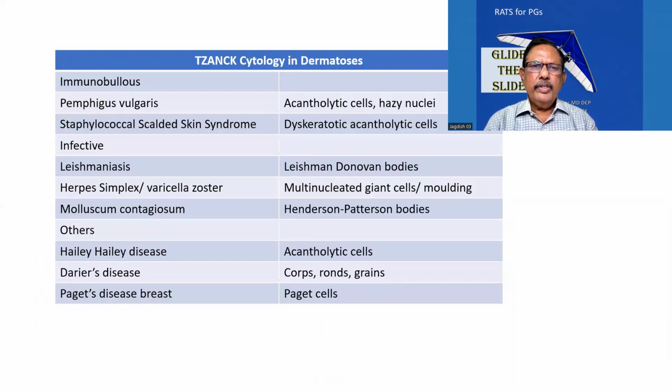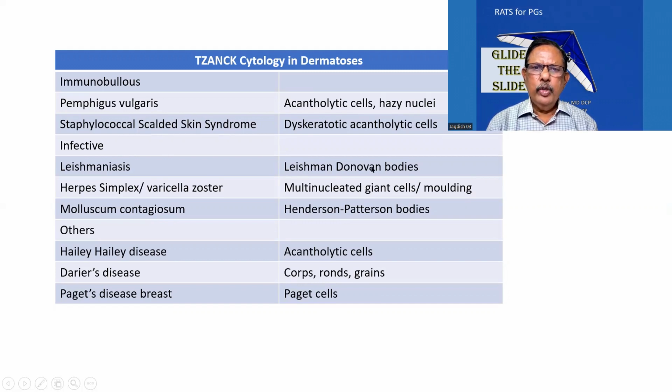So the procedure that has been done was the Tzanck smear. The Tzanck smear is nothing but making a slit and then a smear, preferably in the bullous lesions of the skin. It was practiced by one Tzanck, a dermatologist. It can be for immunobullous lesions, such as pemphigus vulgaris, wherein there can be acantholytic cells. Staphylococcal scalded skin syndrome, dyskeratotic acantholytic cells. It can be for infective etiologies, such as leishmaniasis.